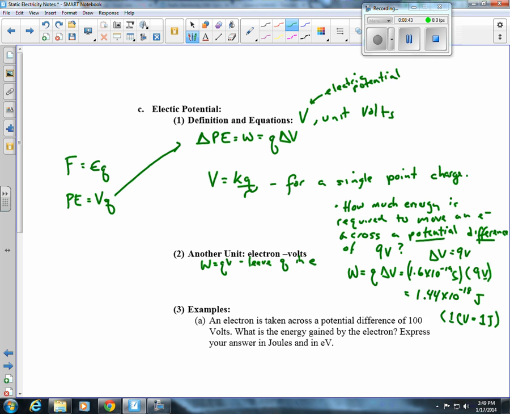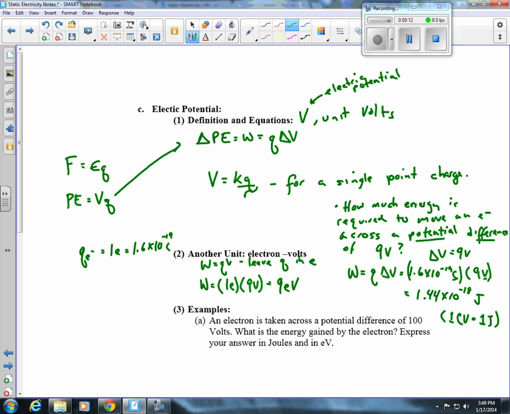So I can do the exact same problem. I would do W equals, and instead of using the charge of the electron in coulombs, I'll make a note over here, Q of an electron equals 1e equals 1.6 times 10 to the minus 19 coulombs. Instead of converting to coulombs, I'm going to leave it in e's. So it would be 1e times 9 volts, and I would get 9 electron volts. That's an acceptable form of energy.